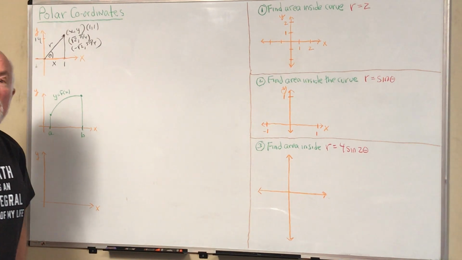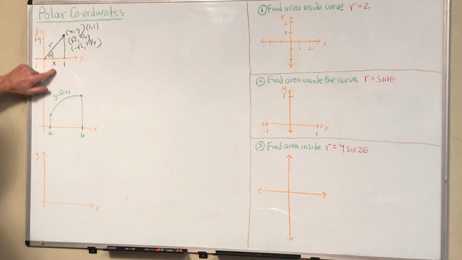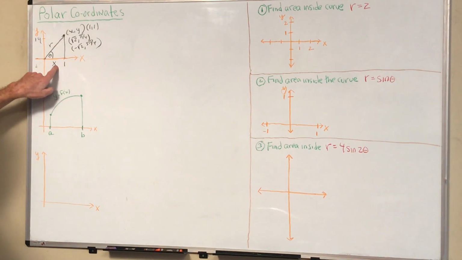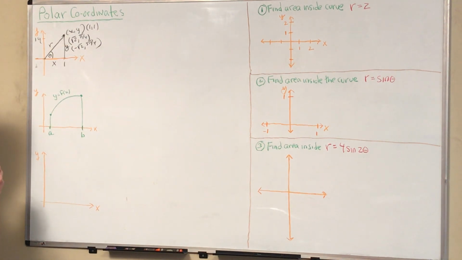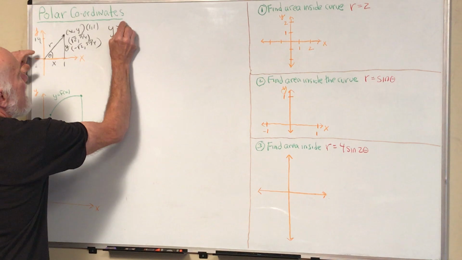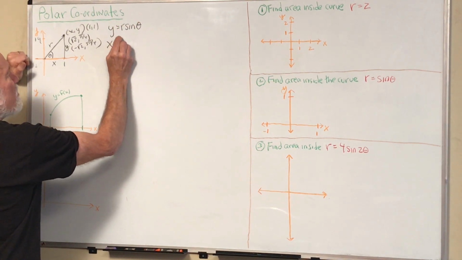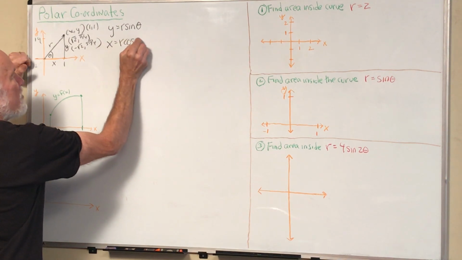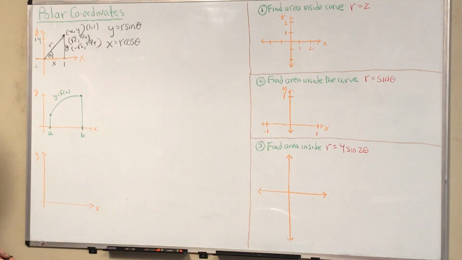Most of you have been introduced to polar before. But there's a nice relationship that's really important. And if you ever forget it, it comes right from this little picture. What do we see? This is y, and this is x, and you've got a right triangle. So the sine of theta is y over r. So y equals r sine of theta, and x equals r cosine of theta. Those are important relationships if you want to go back and forth between polar and rectangular.